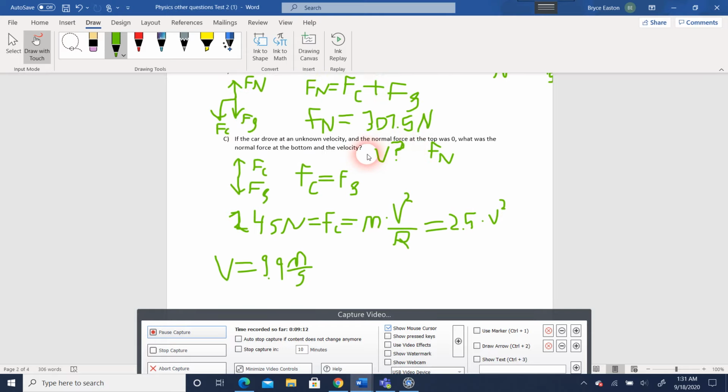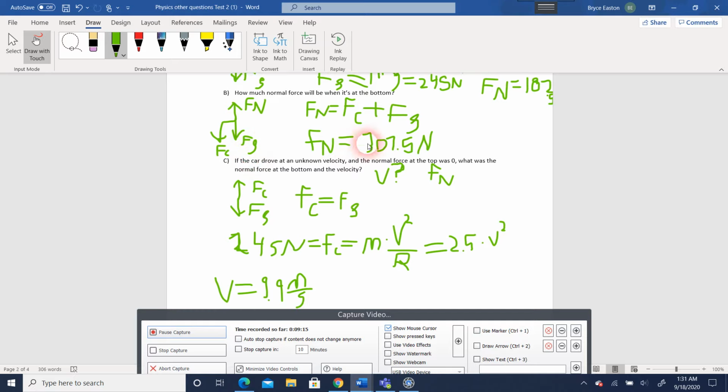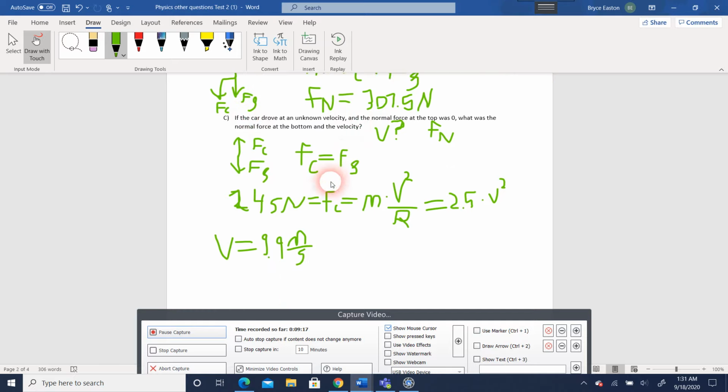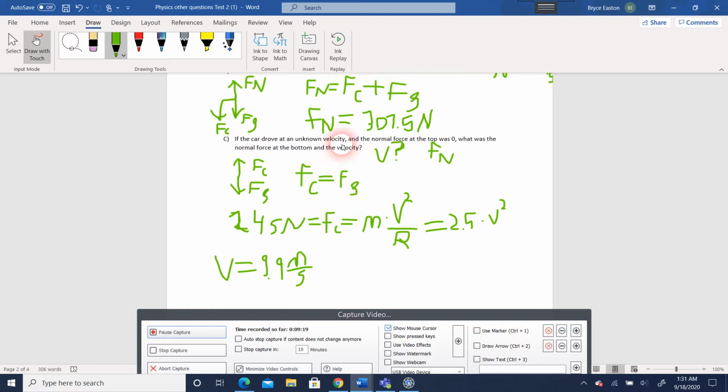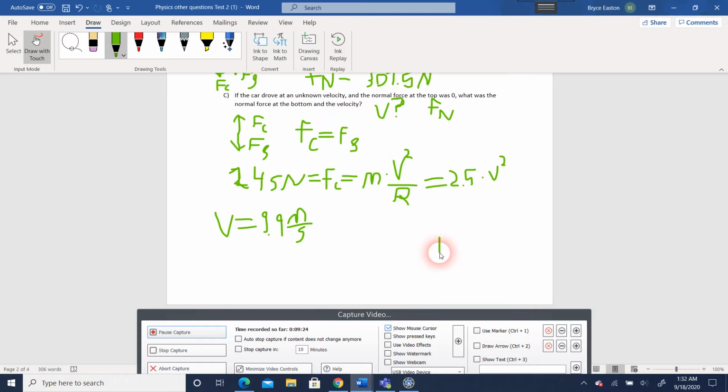As for the bottom force, they next want to know what is the normal force at the bottom. So we're going to construct a free body diagram. We have Fg going down. This one's going to look the exact same as what we did for part B. We have Fn up top, Fg going down, and Fc going down. So we know that Fc is once again going to be equal to 245, as is Fg.